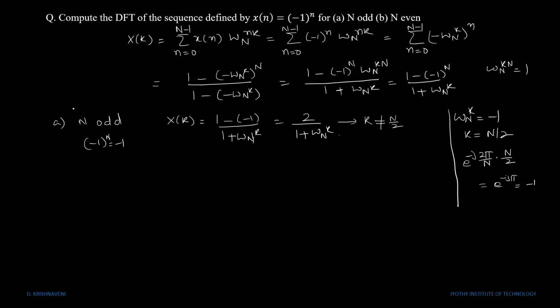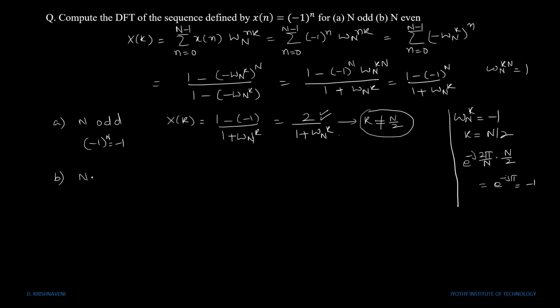But because n is odd, this condition will not arise. Why? Because n by 2 should be an integer, and because n is odd, n will not be divisible by 2. So obviously the k equal to n by 2 condition will not arise when n is odd. So for all the values of the DFT, X of k is equal to 2 by 1 plus WN to the power of k for all values of k when n is odd.